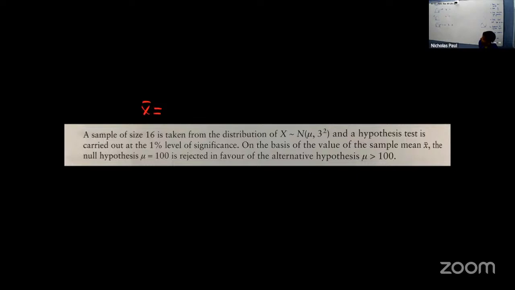Right? This question, I am giving you an X bar value. They didn't give you an X bar value because they wanted to calculate something called the critical value. I'll show you that after. But I want you to use this value here. Use X bar as 102. You have everything else you need. You have mu, mu is 100. You have n is 16. You have the level is 1%. And you have your null and your alternate.